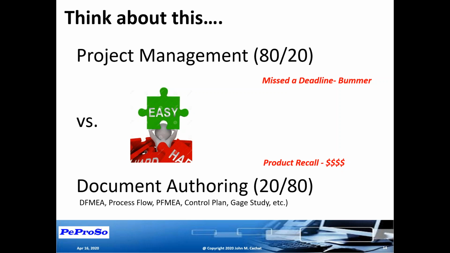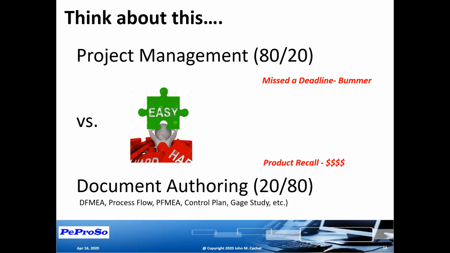Whereas the document authoring of the DFMEAs, process flows, PFMEAs, control plans, gate studies, et cetera, that's where most of the work is. And the easy part is managing the project. And by the way, if you do a bad job on your task management, you missed a deadline, bummer. The hard part where the people are asking for help is document authoring. And by the way, if you do that wrong, that's where we get product recalls, scrap, warranty, costs money. So it's a mismatch. We flipped the 80-20 kind of in the wrong order. It's almost 80% of the time should be on document authoring and 20% on project management.